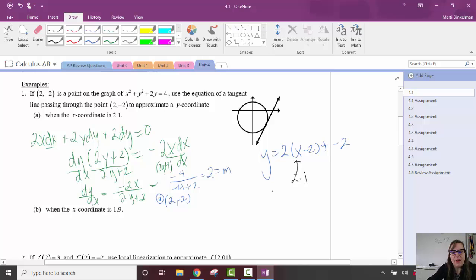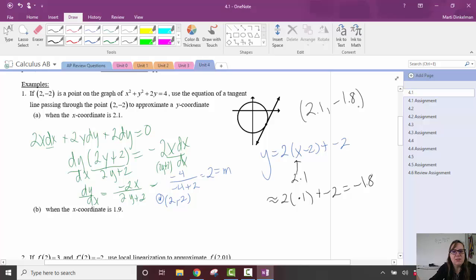So we're just going to approximate, I guess. I wish this was in function notation, but it's not, so I kind of don't know what to write there. Okay, so again, we're plugging in the 2.1 there, so we're going to get 0.1 in there. So 0.2 plus negative 2 is negative 1.8. So that's what we're saying. We think that the point is something like 2.1 comma negative 1.8.